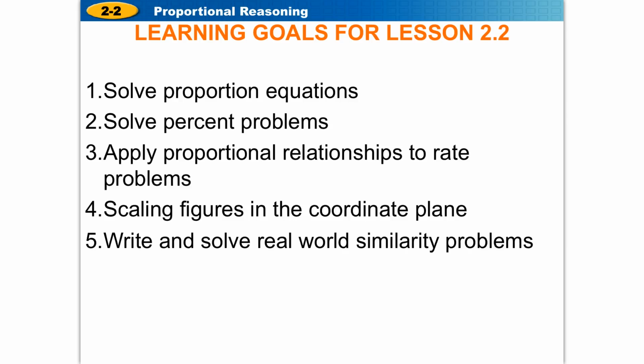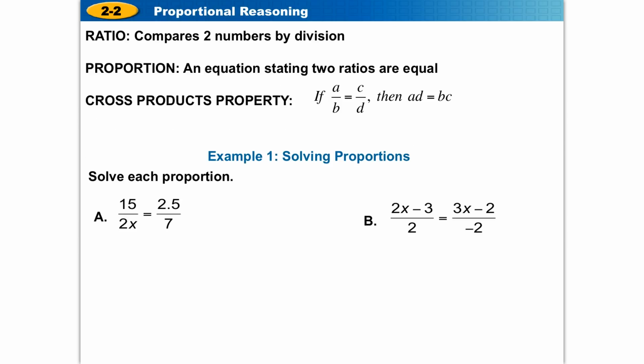Algebra 2, Lesson 2.2, we're going to be solving various types of equations. The first type of equation we're going to be looking at is a proportion. First definition, ratio. Ratio compares two numbers by division. And then once we set two ratios equal to each other, it becomes a proportion.